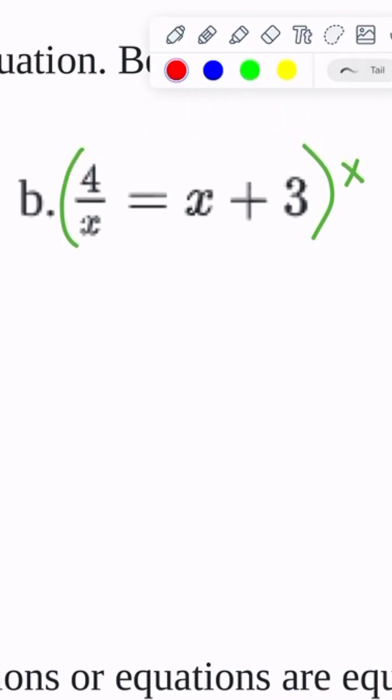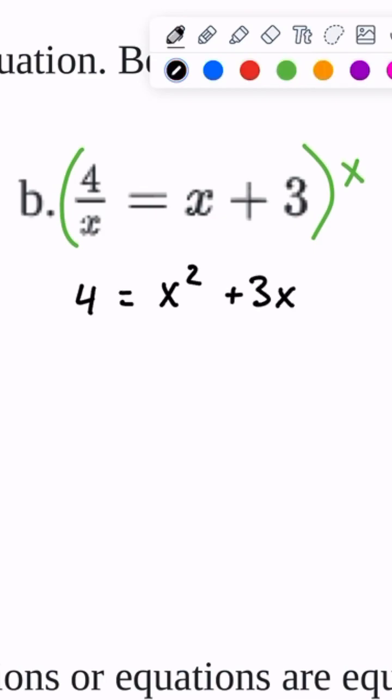Notice when you do this, it would be x times 4 over x. The x's would cancel, leaving us with just 4 equals, then x times x, which would be x squared, and then last but not least, x times 3, which is plus 3x. Boom, now we have a new equation. Now notice we have an x squared and an x.